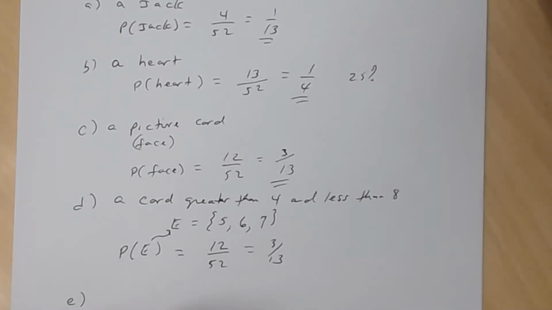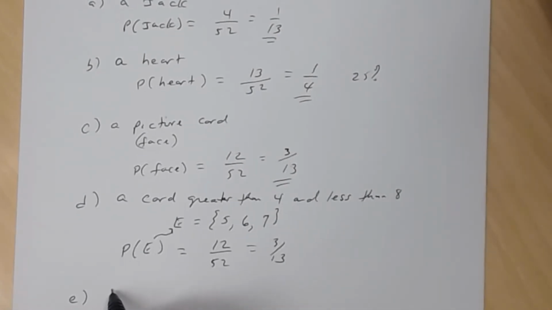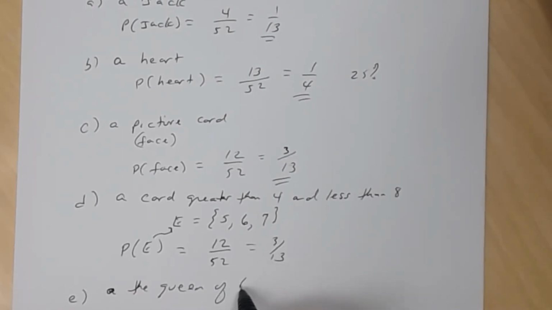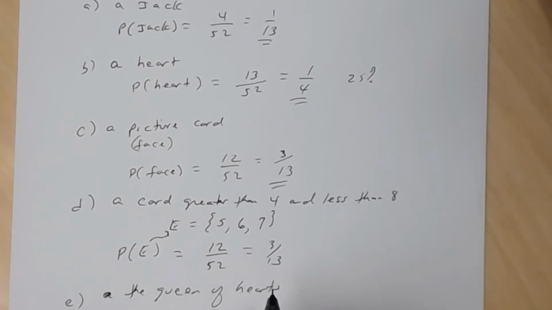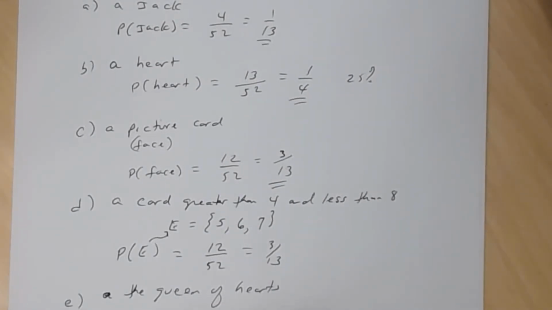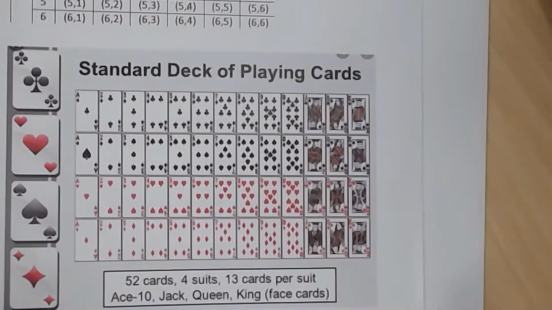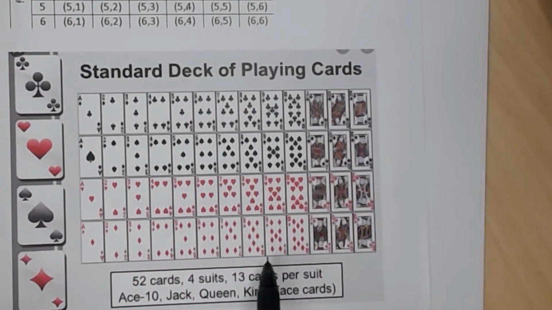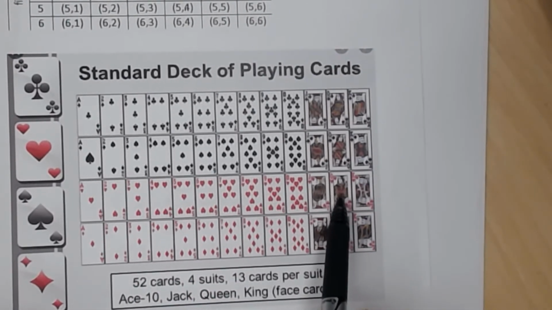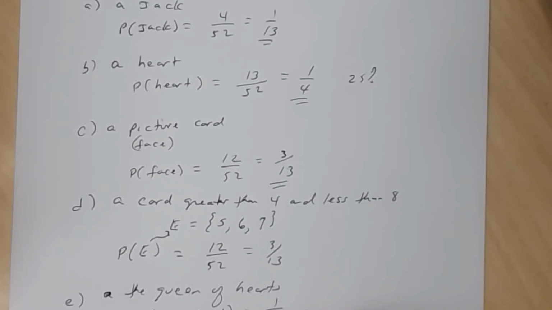Suppose I want to find the probability of being dealt the Queen of Hearts. Well, let's look at that. How many Queens of Hearts are there? Well, there's just this one, right? So that's 1 out of how many? 52, because there are 52 possible outcomes.